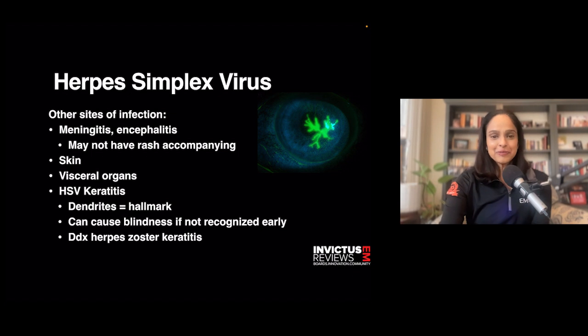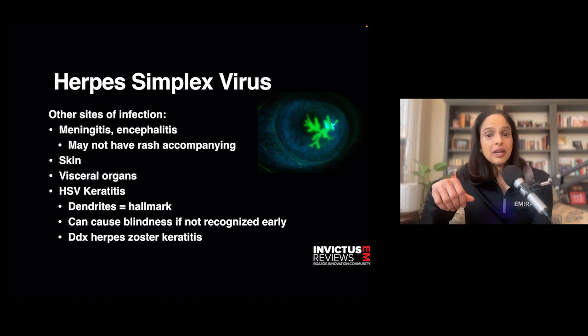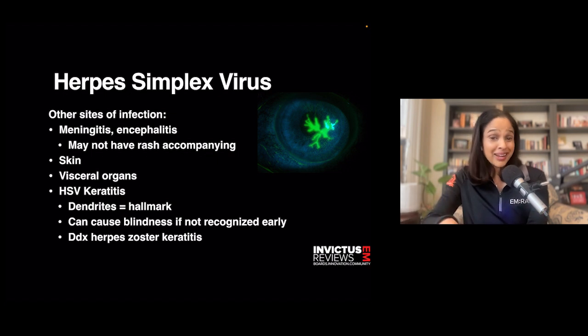All right. So there are other sites of infection that we should know about where herpes simplex can infect us. It can give us meningitis, encephalitis. People have probably heard about herpes encephalitis. That could be a big deal, and they may not have the rash accompanying it. So you're going to have to do all the appropriate testing, cultures, et cetera, to find out.